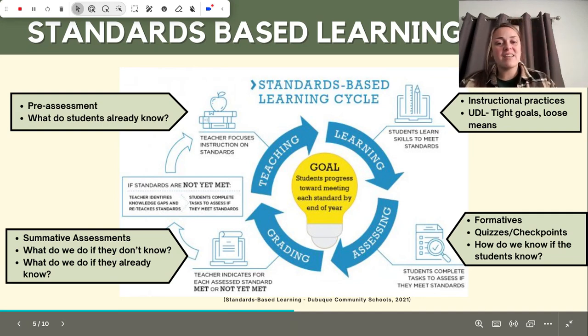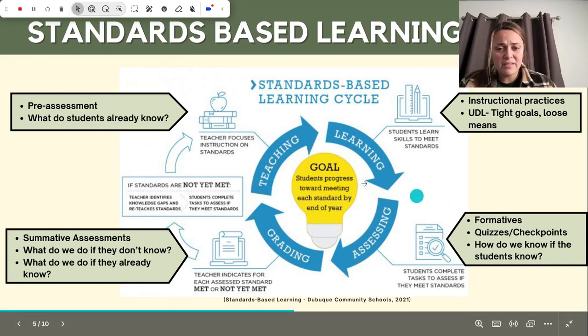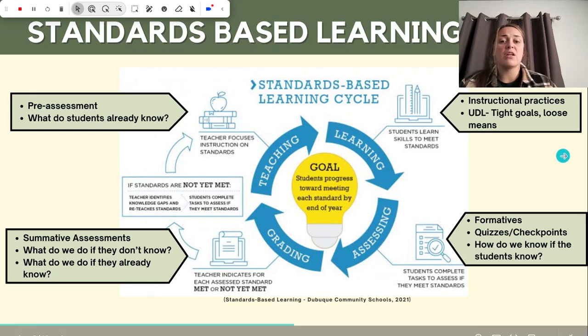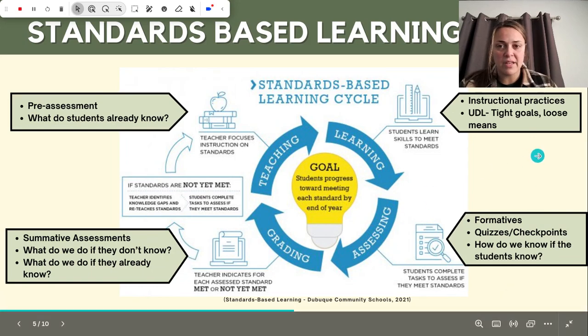So this is that cycle that we're really going to focus on, and we're going to spend our guaranteed viable curriculum really in that instructional practices, making sure we have those tight goals, loose means. This assessment piece comes in all three areas. Our grading policies obviously are in that grading section, but then our PLCs are focused in this whole cycle, kind of split into these four sections.